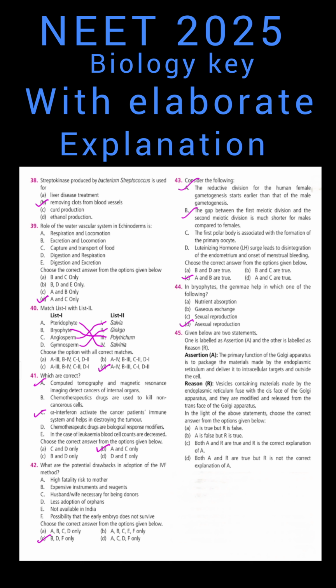Given two statements. Assertion: The primary function of the Golgi apparatus is to package the materials made by the endoplasmic reticulum and deliver them to intracellular targets and outside the cell. Reason: The vesicles containing materials made by the endoplasmic reticulum fuse with the cis face of the Golgi apparatus and are modified and released from the trans face of the Golgi apparatus. So here we can say that both A and R, assertion and reason, are true, and R is the correct explanation of A.